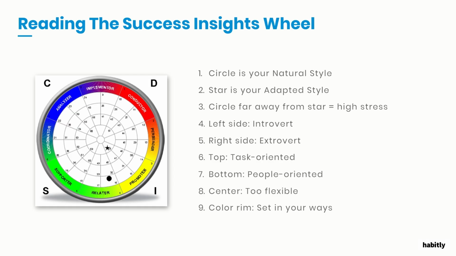Notice we have our C and our S on the left side. So if they're over on that side, they tend to be introverts. The D's and the I's are on the right side. They tend to be extroverts.